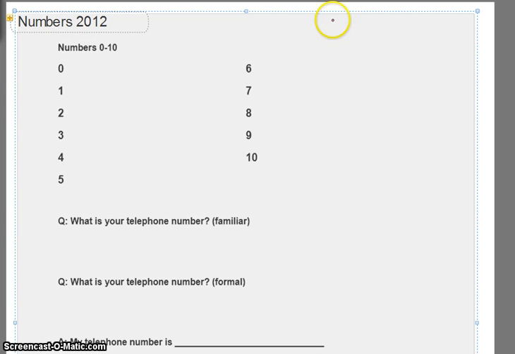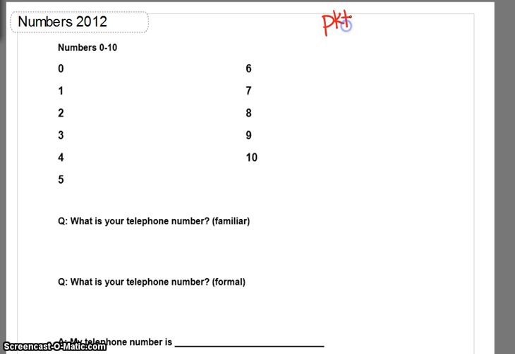This information can be found on packet page 22, and it is due on Thursday, August 30th. Remember that if you have any questions while you're watching the video, you can pause it or rewind it. Also, write your questions off to the side and you can ask me, or you can text me on the Google Voice number. This is going to go over numbers 0 through 10, the big question, what's your telephone number, and how you answer it.